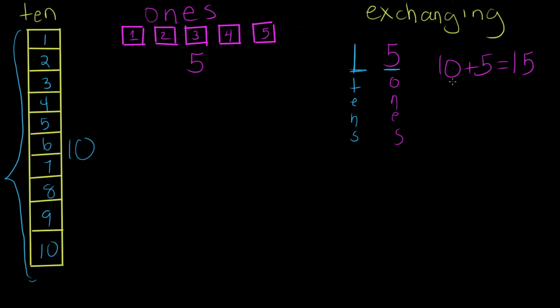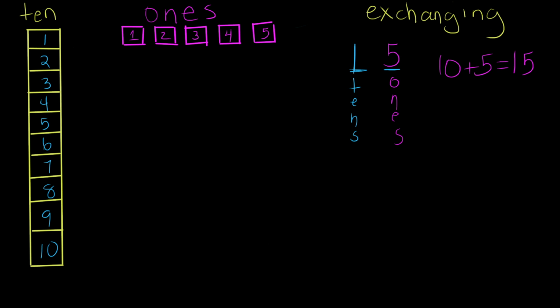Now, I want you to think about something, okay? So I'm going to erase this. I want you to think really hard about it. Could we exchange this 10 for ones? Meaning, could we get rid of this 10 and exchange it for a different place value? Well, we said how many ones are inside this single 10. Well, we said there's 10 of them.